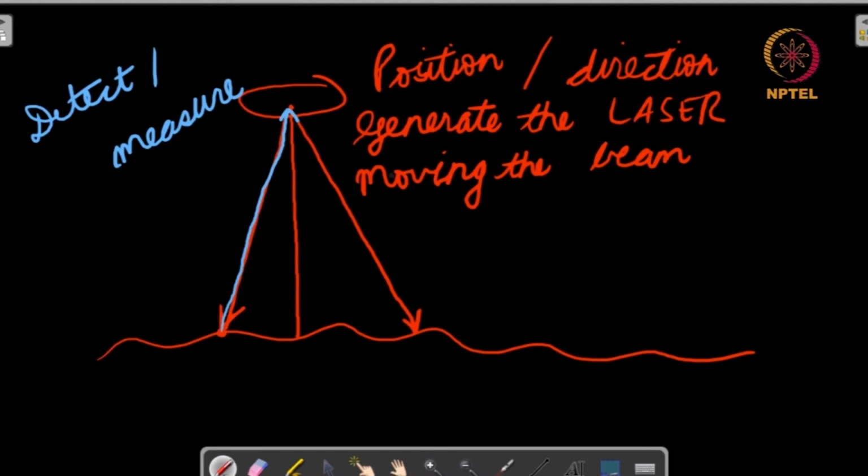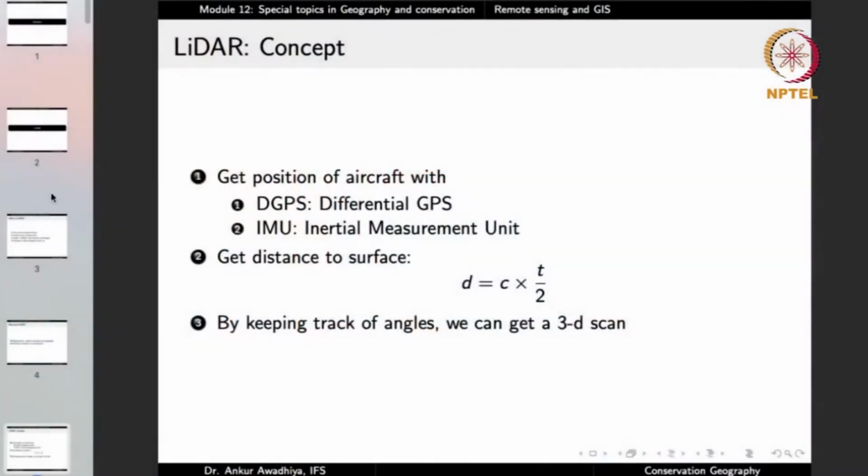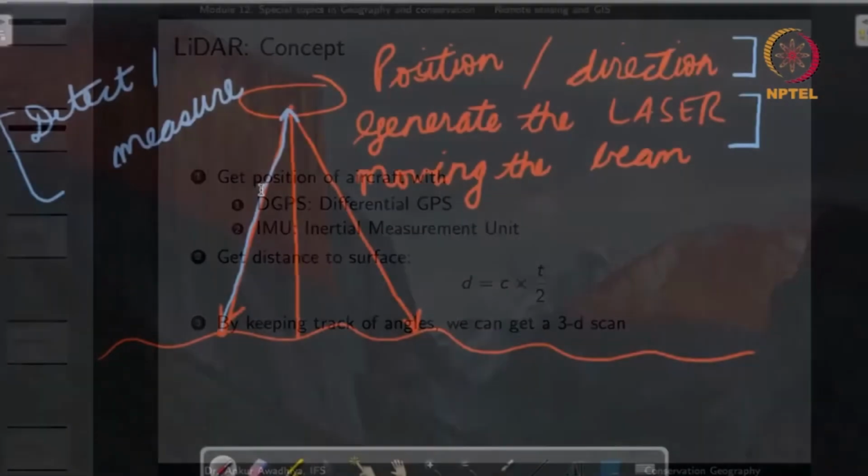So we require three things. One, a mechanism to know the exact position and direction. Two, a mechanism to generate the laser and move the beam. And three, a mechanism to detect and measure the laser. So we get the position of the aircraft with DGPS and IMU. DGPS stands for differential GPS.